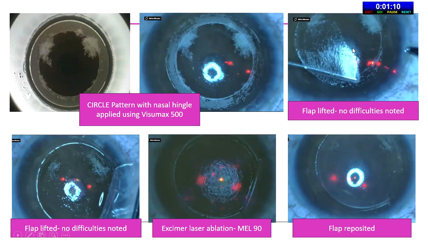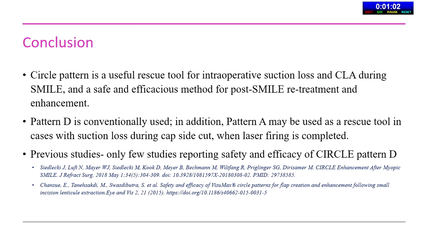As you can see, there is a circular ablation pattern, and this can be easily lifted, and there is a seamless transition across the flap. The flap was lifted, and excimer laser ablation was done using MEL. The flap was repositioned as in conventional LASIK.